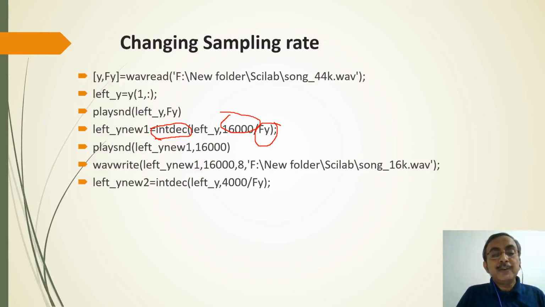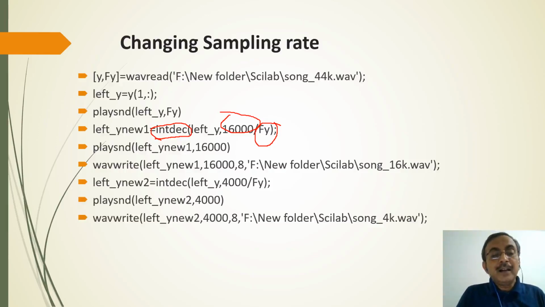And then I have further performed the downsampling using the same intdec command, and the new sampling frequency is 4 kilohertz or 4000 hertz, and do the same processing again.